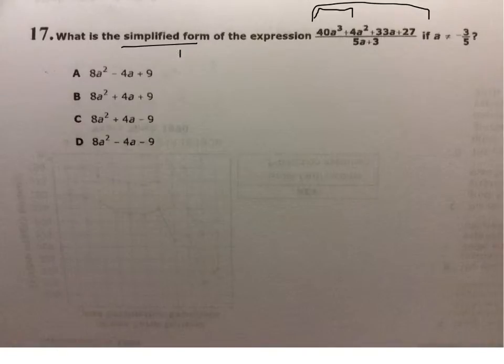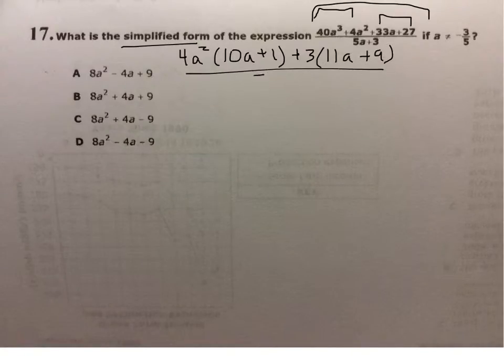They both have a 4 in it, and they both have an a squared in common. So inside the parentheses, we would get 10a plus 1. And then I would group the second two, 33 and 27, have a 3 in common that we could factor out, and that would give us 11a plus 9, and that's all over 5a plus 3.